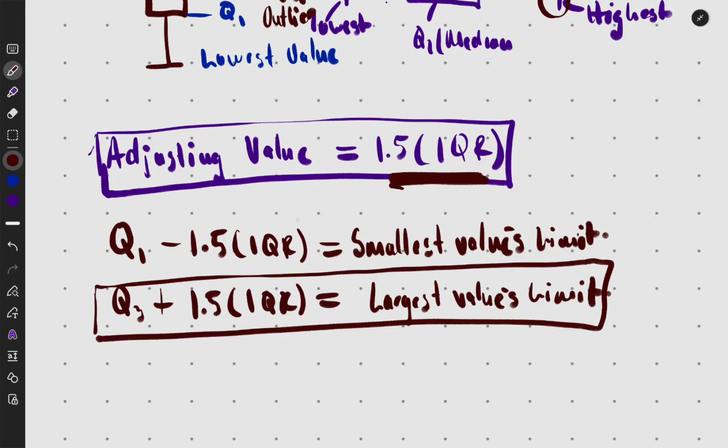A value which is smaller than this is going to be an outlier. A value which is larger than this is going to be an outlier. And that is what we do with our box and whisker. So first of all, you've seen that, right?